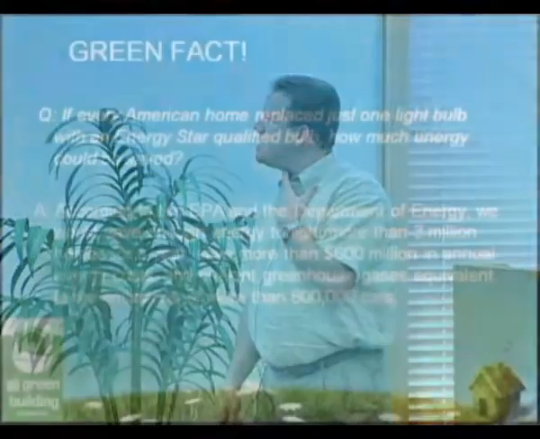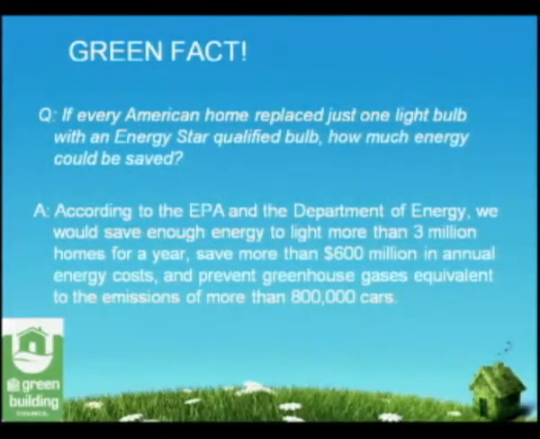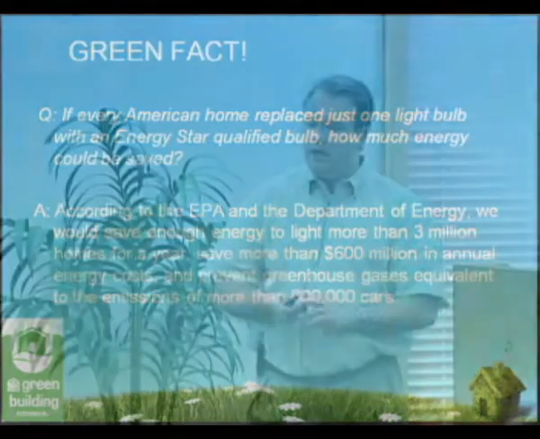Green fact: if every American home replaced just one light bulb with an Energy Star qualified light bulb, how much energy could be saved? According to the EPA and the Department of Energy, we would save enough energy to light more than 3 million homes a year and save more than $600 million annually in energy costs, preventing greenhouse gases equivalent to about 800,000 cars.